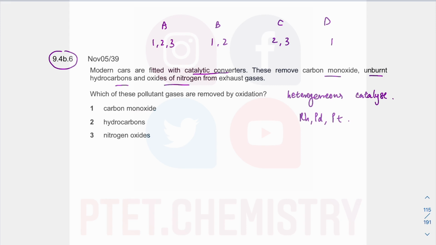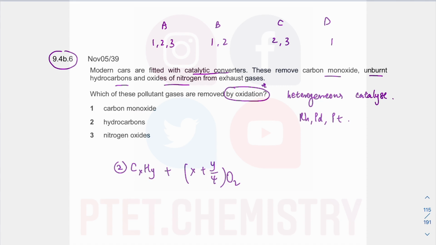Which of these pollutant gases are removed by oxidation? Okay, so they specifically tell you what you remove already, but they want it in terms of oxidation. So if we think about option 2 first, the hydrocarbon, you can write a general equation for the combustion of hydrocarbon, compound containing carbon and hydrogen atoms only.